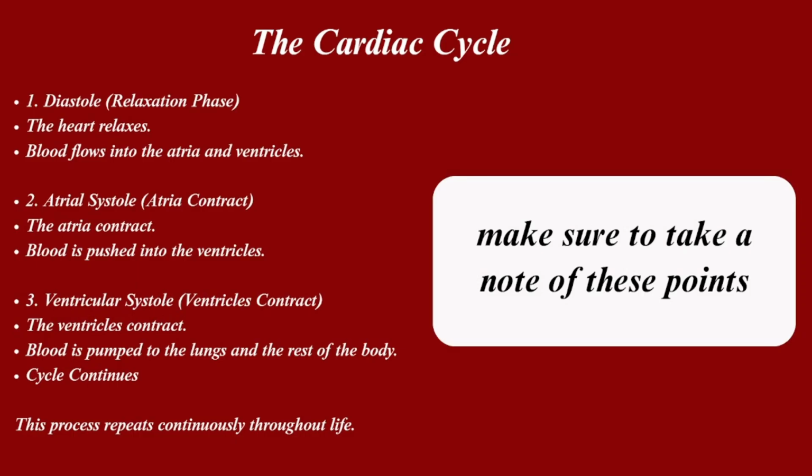The cardiac cycle. One complete heartbeat is called the cardiac cycle. Diastole: the heart relaxes, blood flows into the atria and ventricles. Atrial systole: the atria contract. Blood is pushed into the ventricles. Ventricular systole: the ventricles contract. Blood is pumped to the lungs and the rest of the body. This process repeats continuously throughout life.